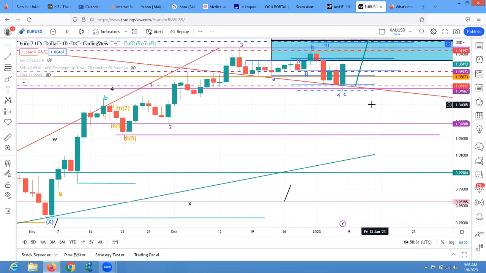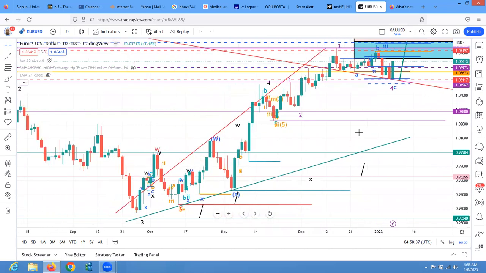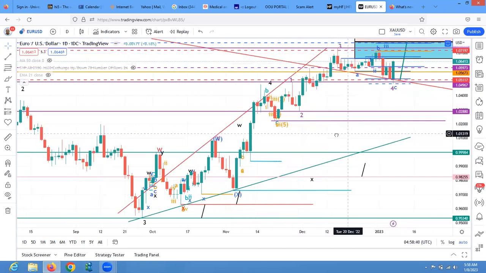Now, what is the importance of all of this, that we are talking of diagonal? Because it's a diagonal, you don't want to still buy. That is what I'm saying. You don't want to buy.